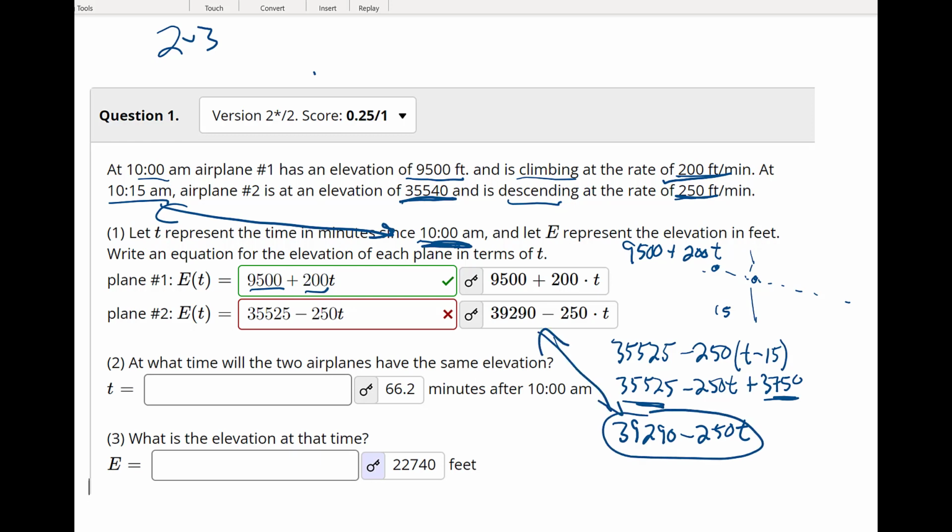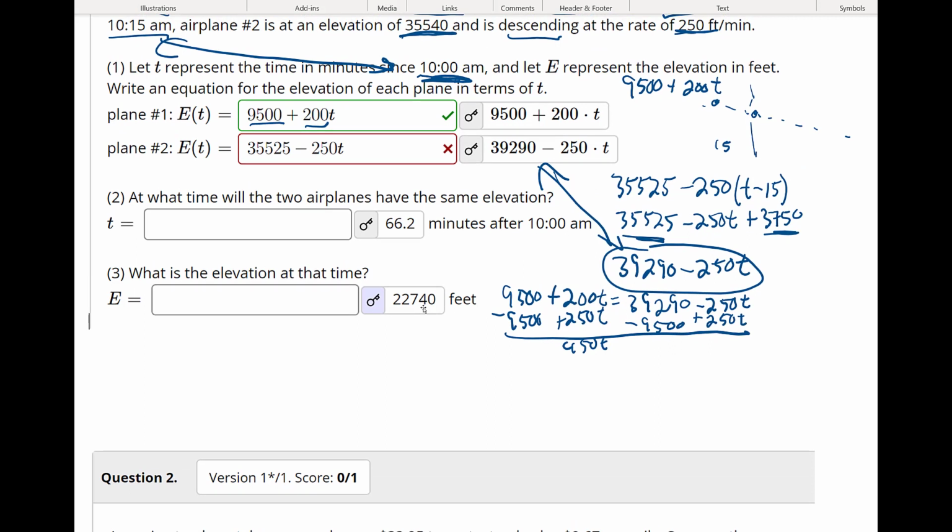Now we're going to find out the time they're going to be at the same elevation, and that's where we take the 9,500 plus 200t and set it equal to 39,290 minus 250t. So I'll add 250t to both sides, and I'll subtract the 9,500. And I end up with 450t.